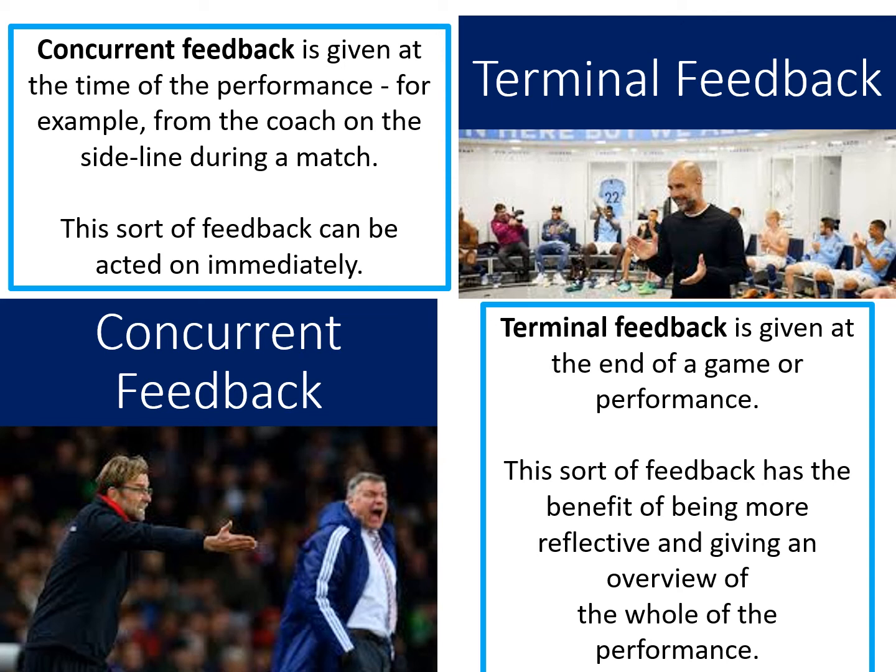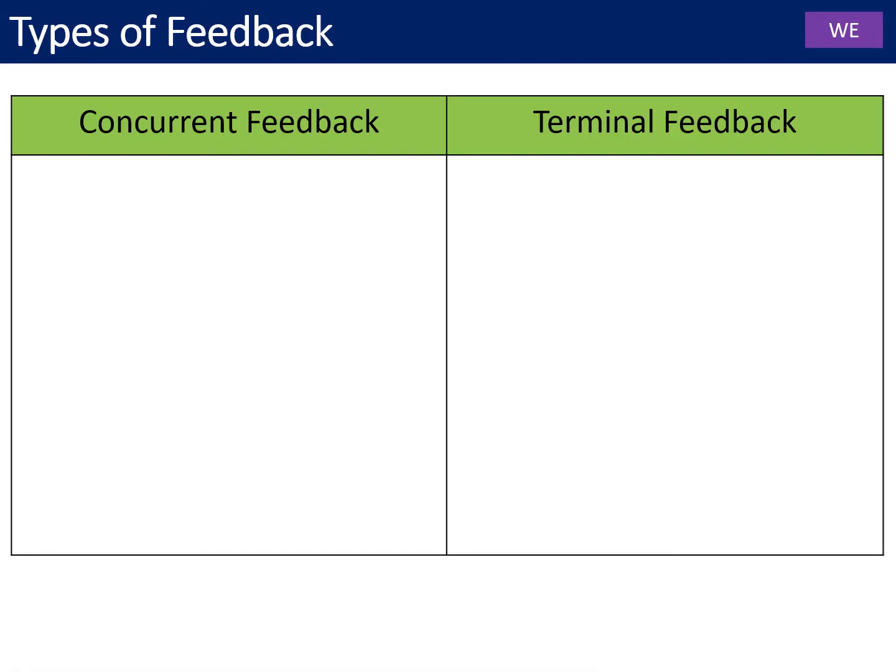Now that performance might be a particular skill that you've just performed and you're getting feedback after that. But a good example is after the match in the dressing room, let's go through, let's analyze the game, what happened. This sort of feedback has the benefit of being more reflective and giving an overview of the whole performance. That chance to reflect on it, analyze, evaluate what happened, and then get some really good feedback on the performance. So there's the next 2 different types of feedback. And that's all 4 that you covered now.